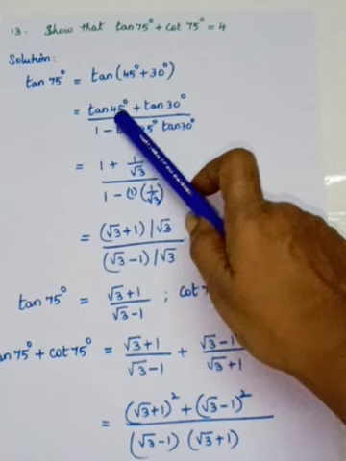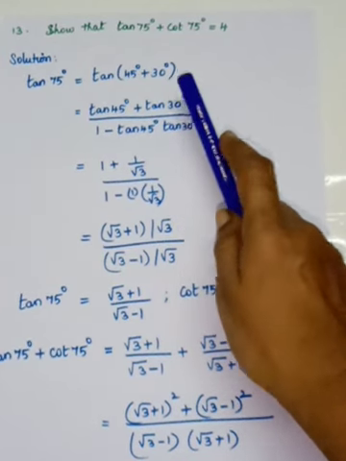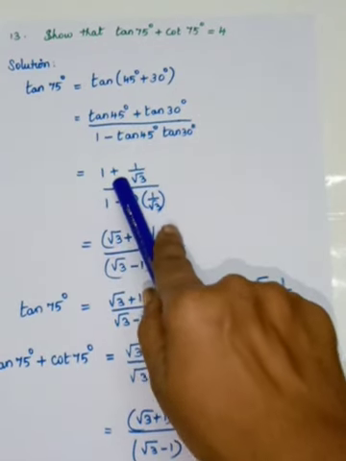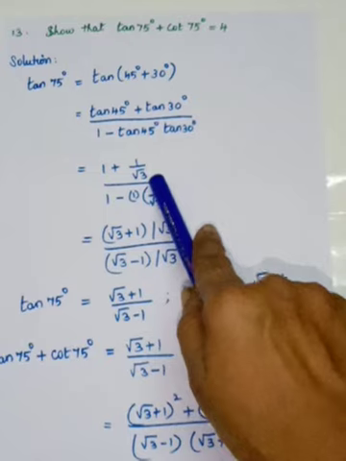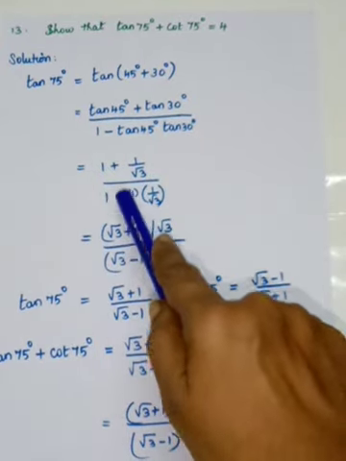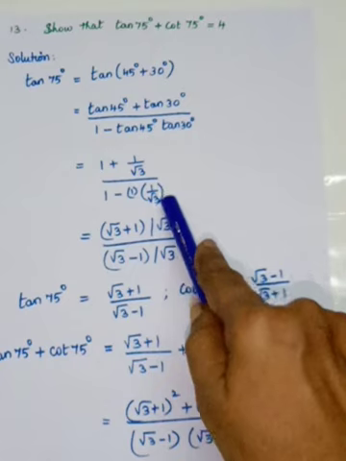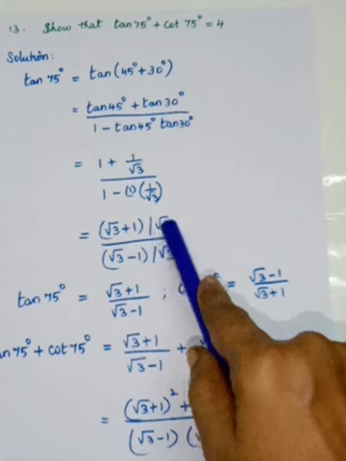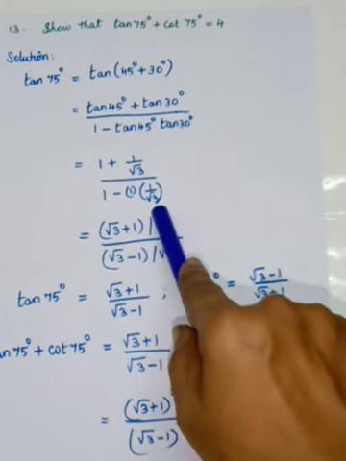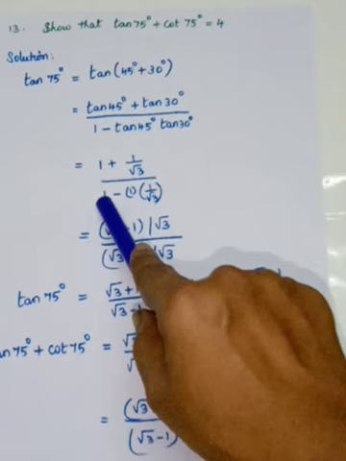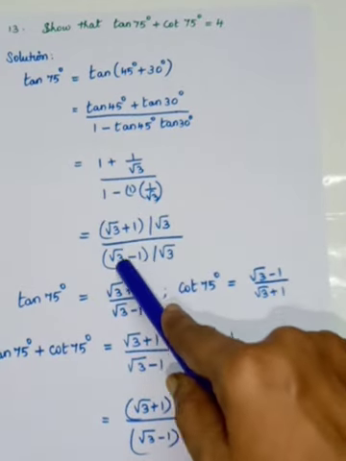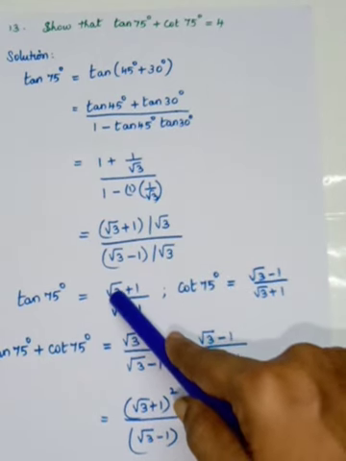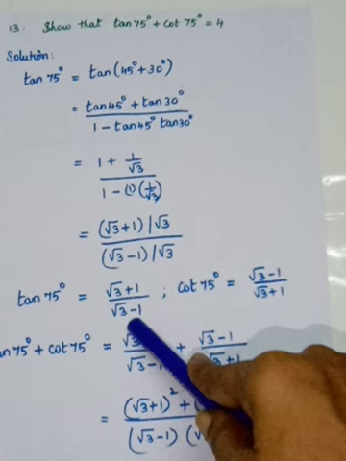So alpha is 45 degrees, and in the place of beta 30 degrees is written. You have to substitute the values. Tan 45 degrees is 1 plus tan 30 degrees, 1 by root 3, divided by 1 minus tan 45 degree 1 into 1 by root 3. If you take LCM, the numerator is root 3 plus 1 by root 3, and 1 into 1 by root 3 is 1 by root 3. Taking LCM, 1 into root 3 is root 3 minus 1 divided by root 3. This root 3 gets cancelled. So root 3 plus 1 divided by root 3 minus 1.